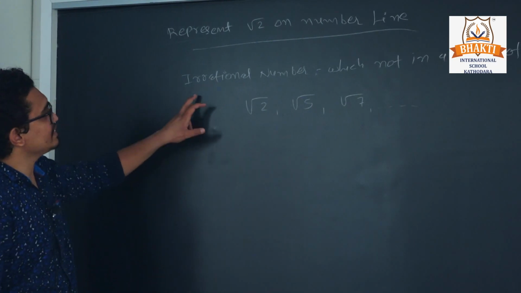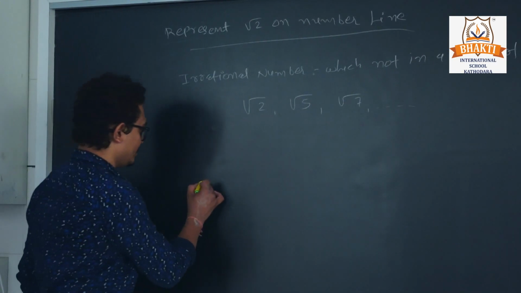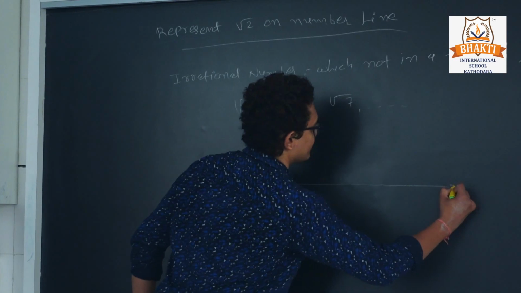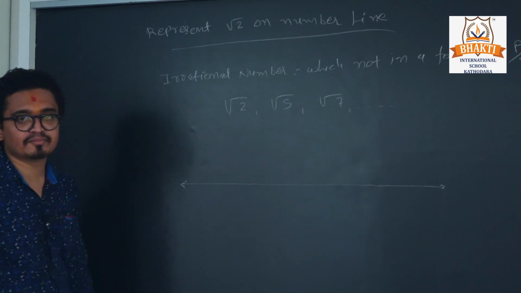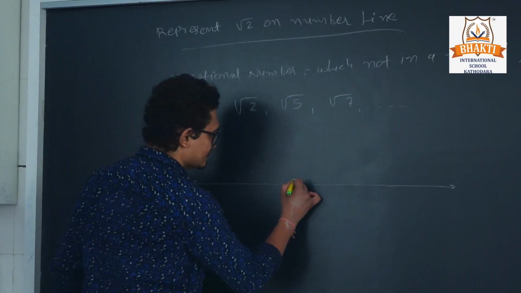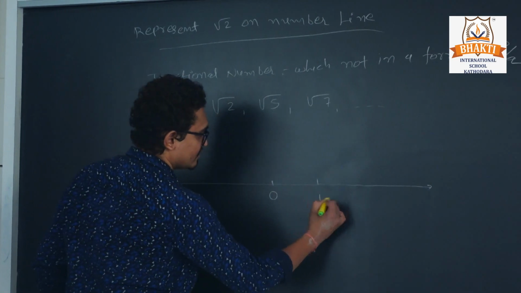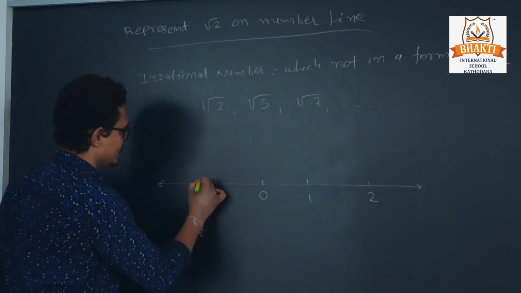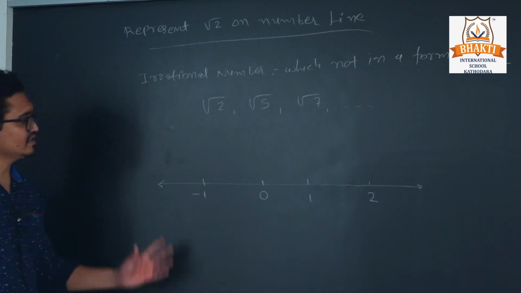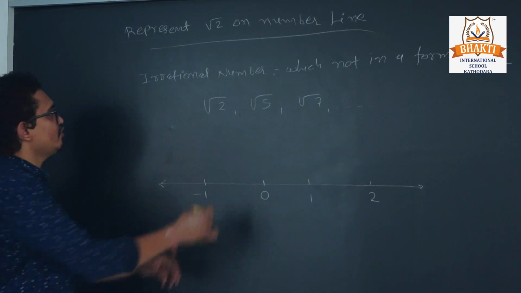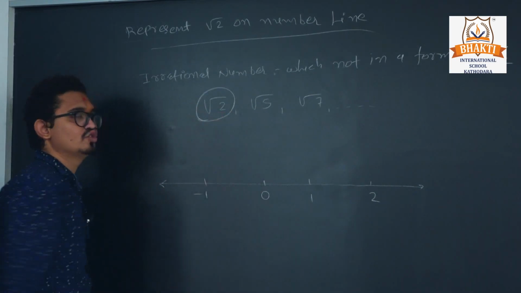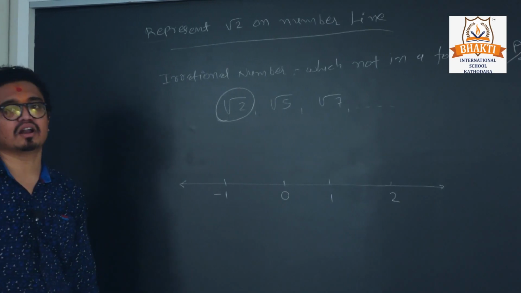So how can we represent these numbers on a number line? This is called our number line. Here we have 0, then 1, then 2, and here we have minus 1. Now I want to represent root 2 on a number line.